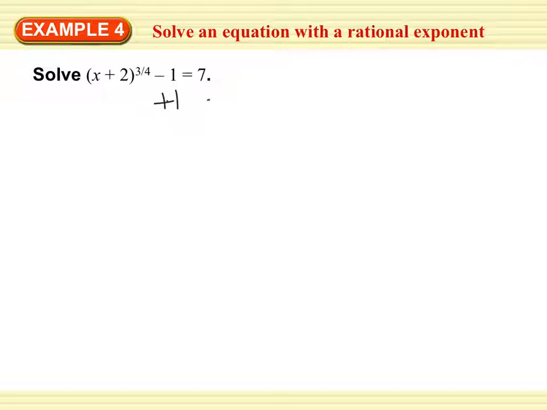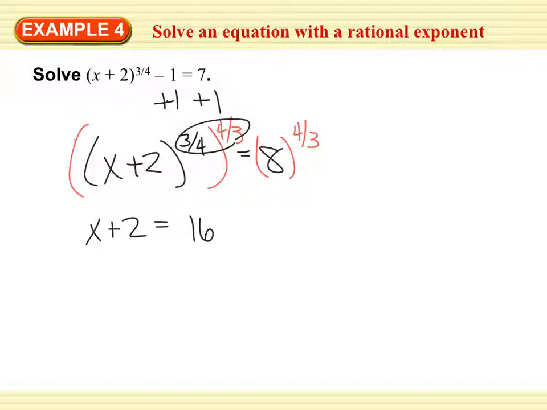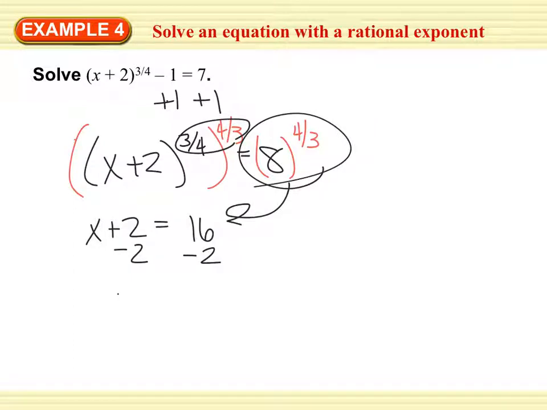All right, rules, I have to get rid of that negative 1 first. I have x plus 2 to the 3/4 equals 8. I need to raise this to the 4/3. Okay, those cancel each other out. I have x plus 2 equals 8 to the 4/3, 16. Isn't it amazing how that mess just becomes a 16? Cool.